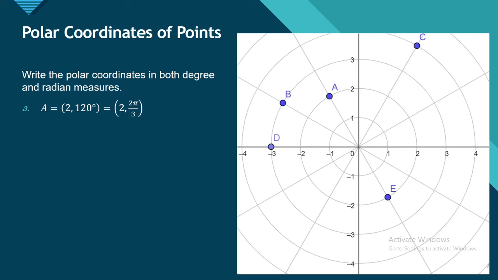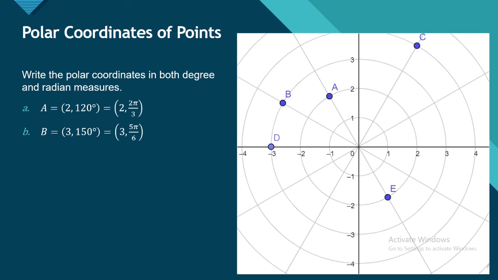How about point B? So r for point B is equal to 3. And then we will trace an angle, okay? And the angle from the positive side of your horizontal axis, this is pi over 6, 2 pi over 6, 3 pi over 6, 4 pi over 6, 5 pi over 6. In radian measure, that is going to be 5 pi over 6. But in degree measure, that's going to be 150 degrees.